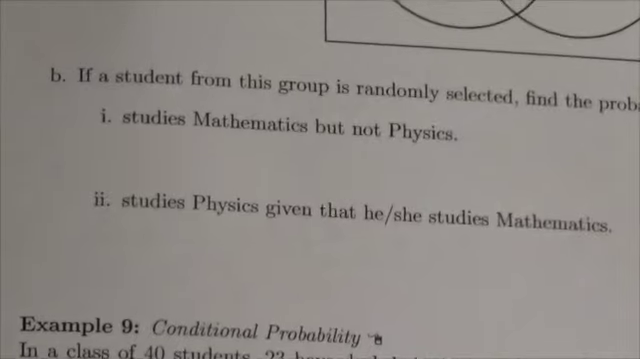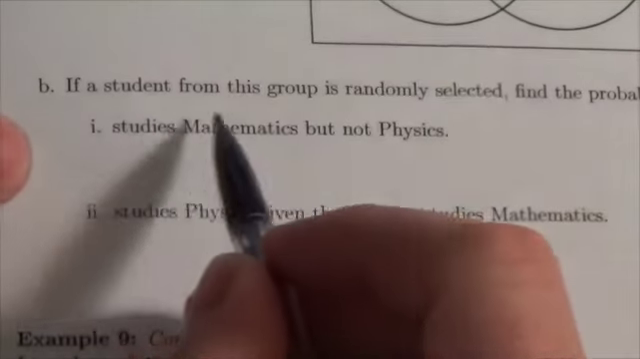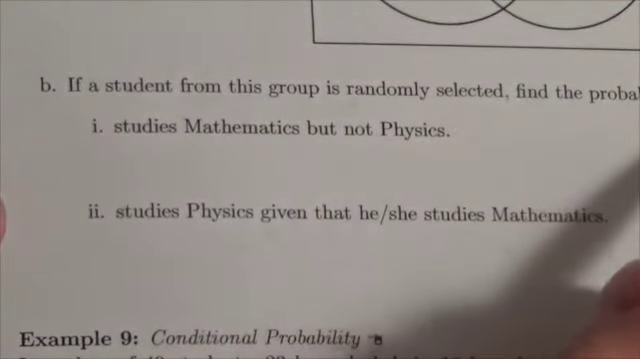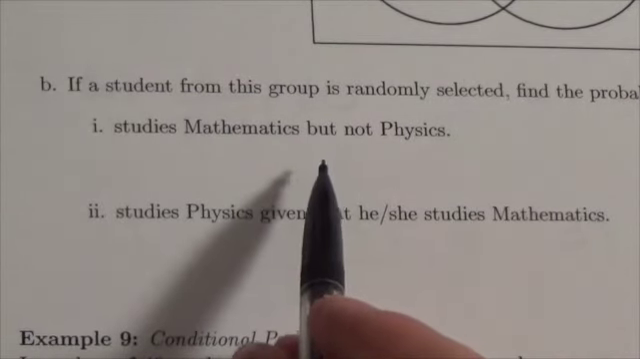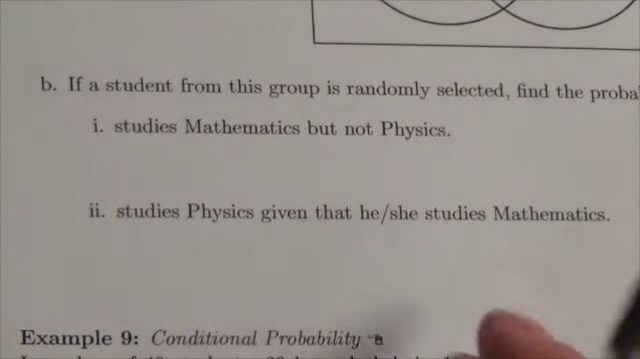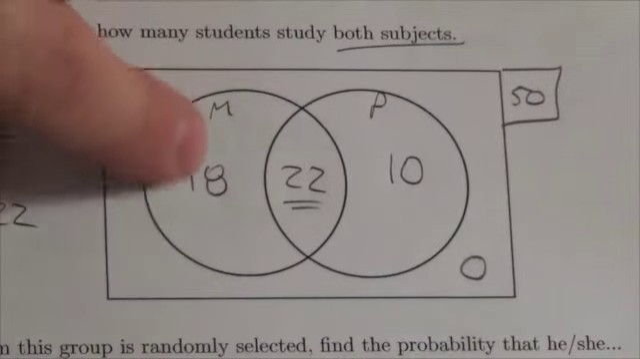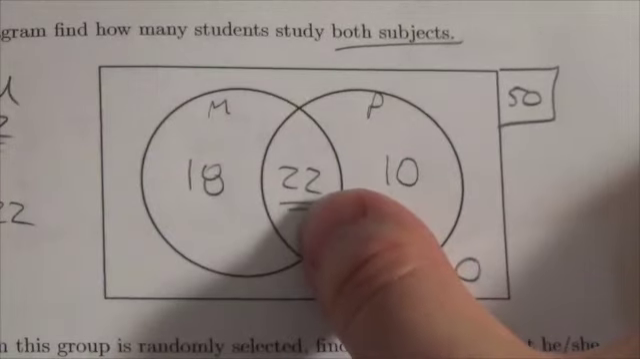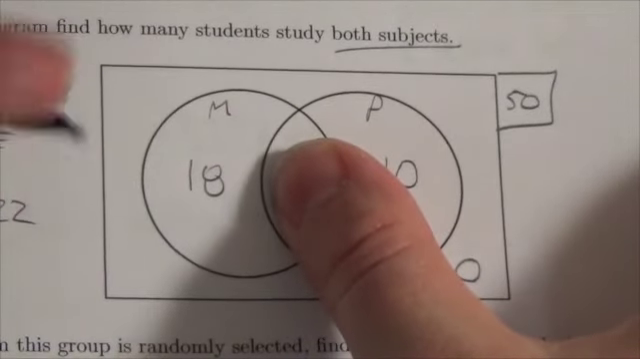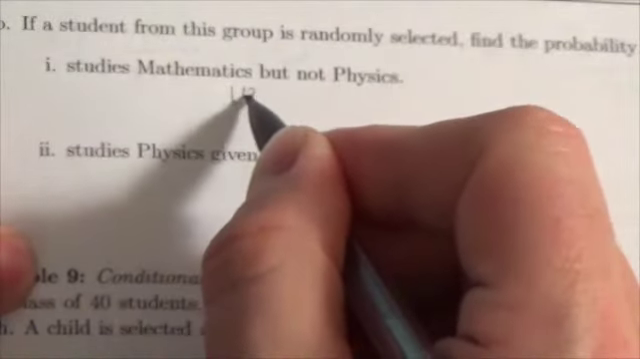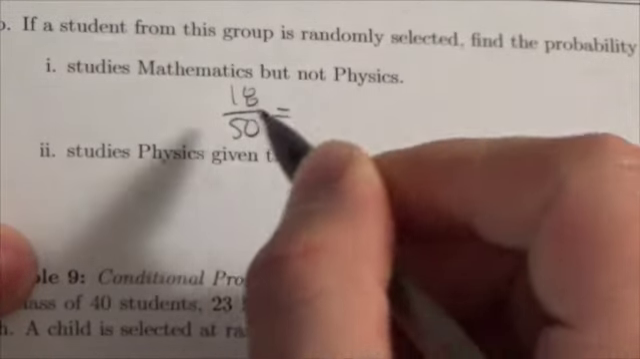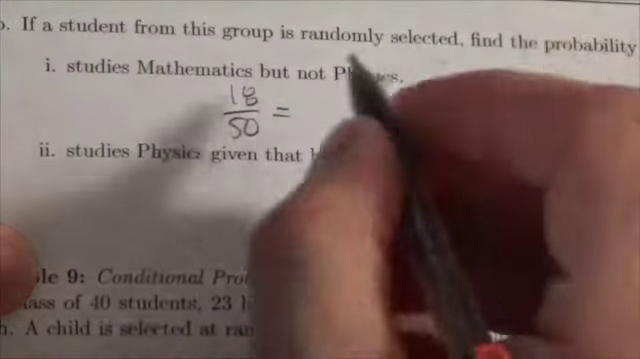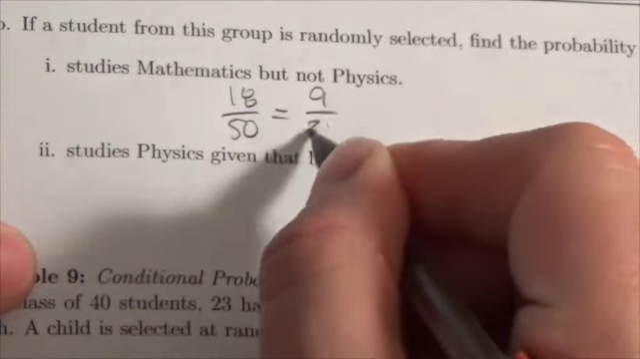Let's move on now. If a student from this group is randomly selected, find the probability that he or she studies mathematics but not physics. Okay, we'll take a quick look up here at the Venn diagram. Studies mathematics but not physics. Well, math is this circle. This part here represents the and physics. So I've only got 18 students here. So studies mathematics but not physics is going to be 18 out of 50. And we can cancel out a common 2 there at the very least. That's going to get us 9 out of 25.